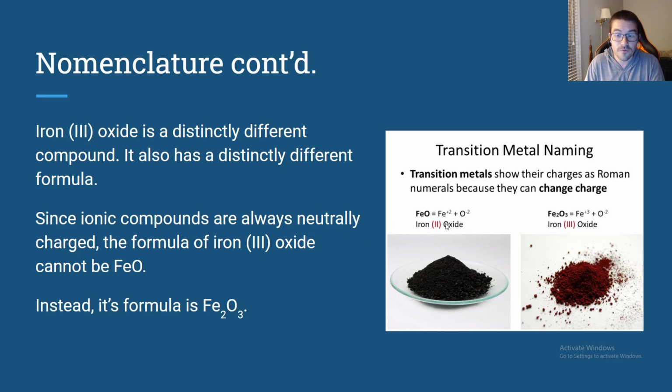They even have different formulas, okay? Remember, ionic compounds are always neutrally charged, right? So if we have iron with a +3 charge and then oxide, which is going to have a -2 charge, it can't just be a 1-to-1 ratio, right? The formula here would have to be Fe2O3, 2 +3s for an overall charge of +6 in the cations, and then 3 -2s for an overall charge of -6 in the anions.